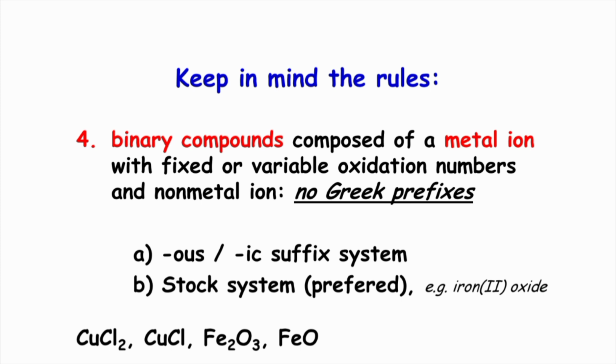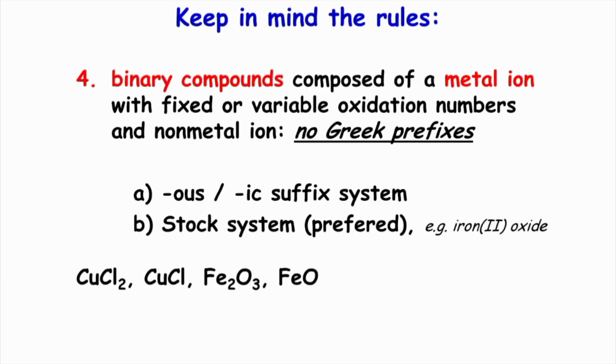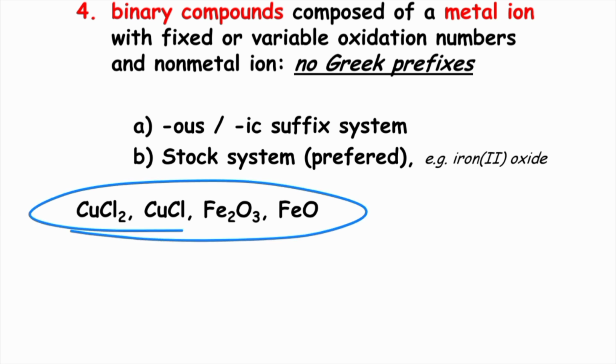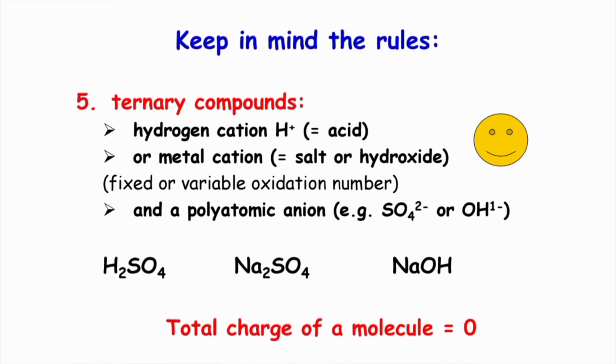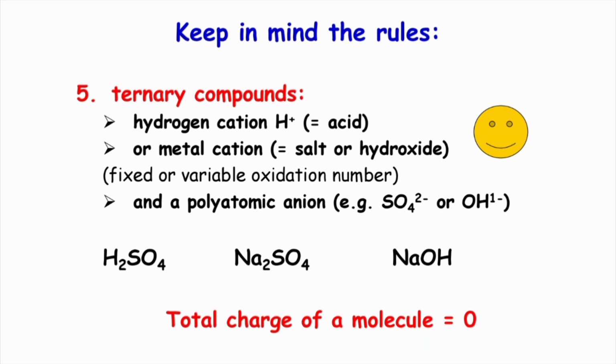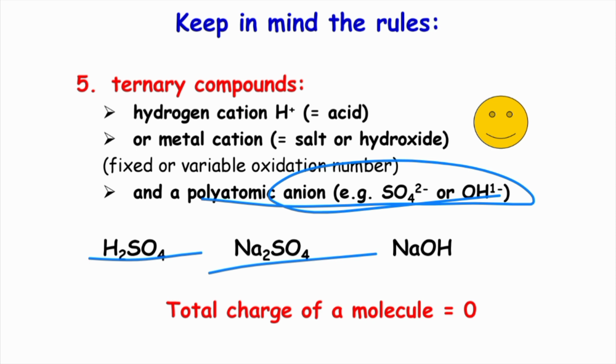This is another rule here. Suffix system and Stock system, Stock system preferred: iron(II) oxide. These are examples here. Ternary compounds, where more than 3 atoms are involved. Na2SO4, polyatomic anions: SO4 2 negative, OH negative.